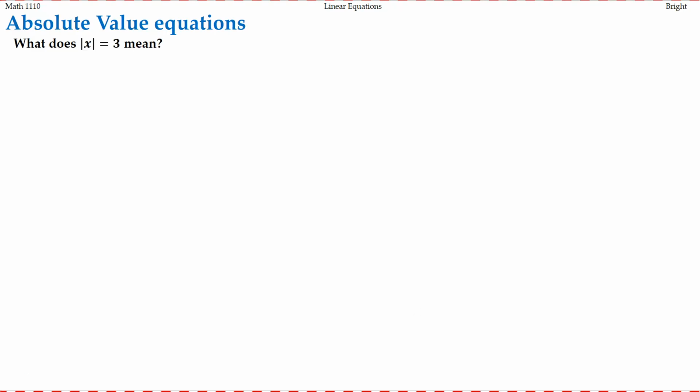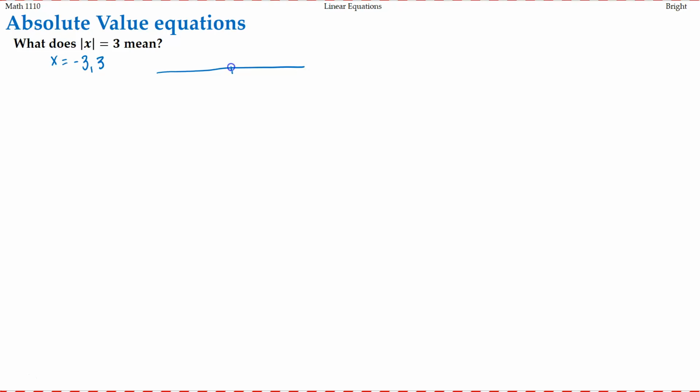What does absolute value of x equal 3 mean? I'll give you a minute to think about that, and pause the video as needed. Well, algebraically, this is just going to be x is equal to either -3 or +3.